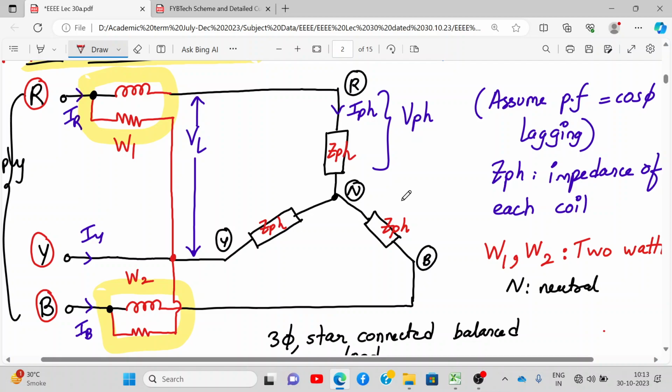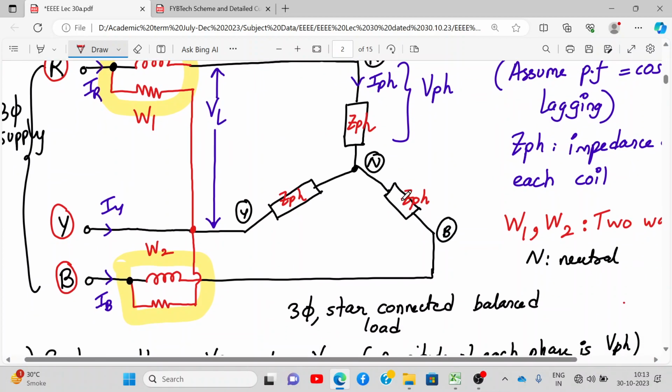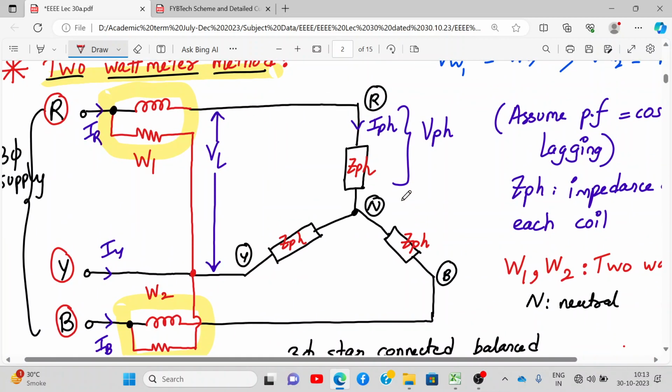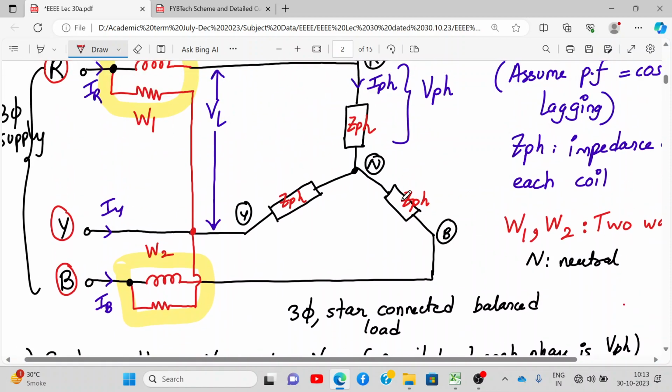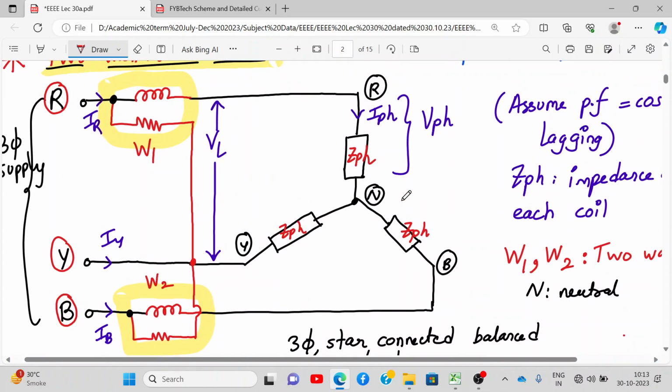Completed all of you? Can we proceed ahead? Okay, see carefully how they are connected, and you have to circle it and show that this is W1 and W2 when you write. Okay. So the magnitude of each phase is same over here.